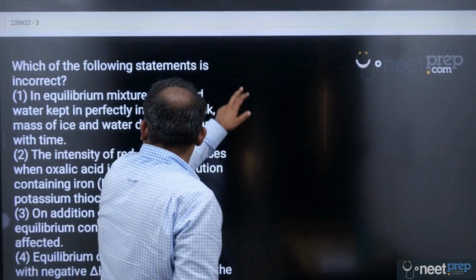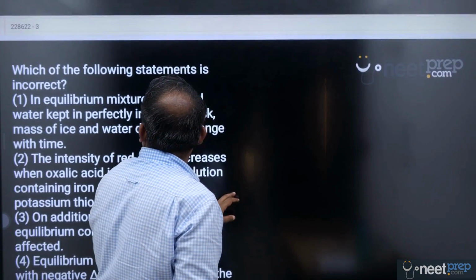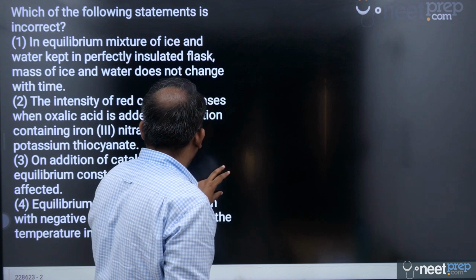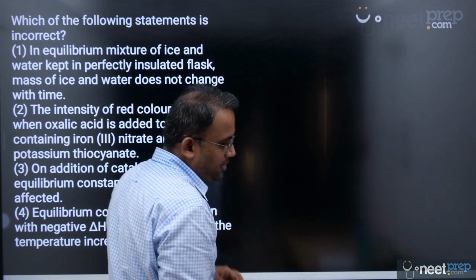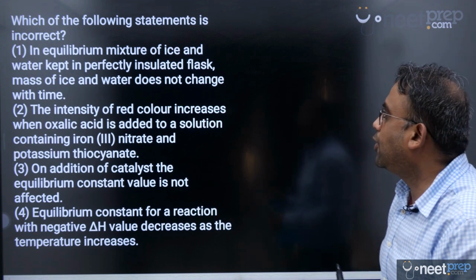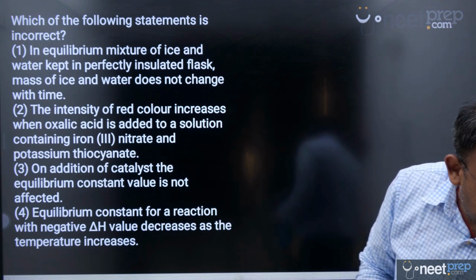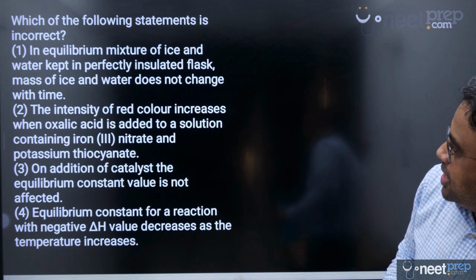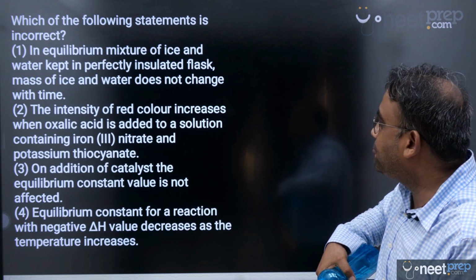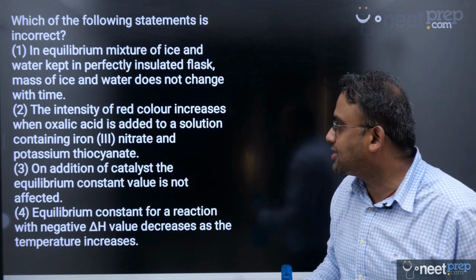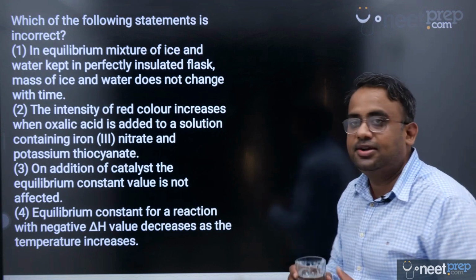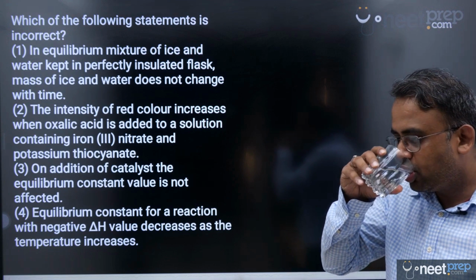Let's do this question now. It is based on statements. Let's do it. Which of the following statements is incorrect? In equilibrium, a mixture of ice and water kept in a perfectly insulated flask, the mass of ice and water doesn't change with time.